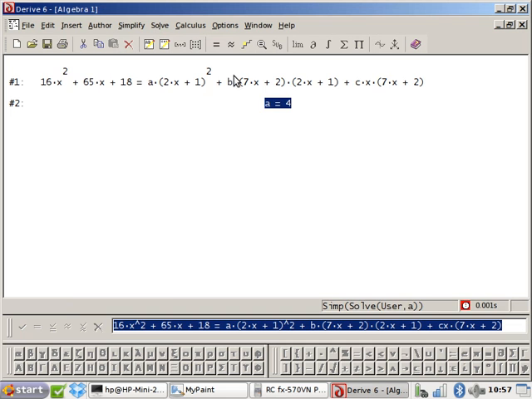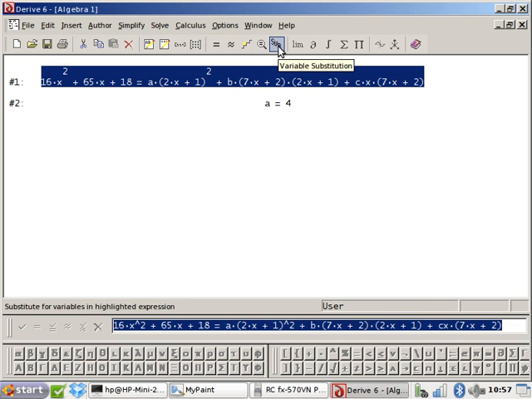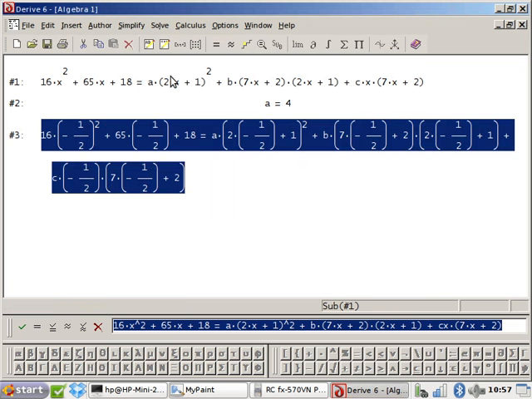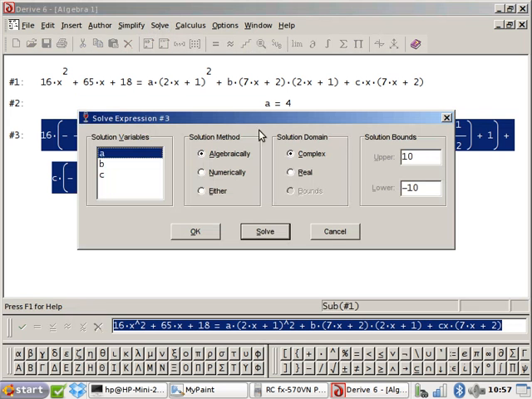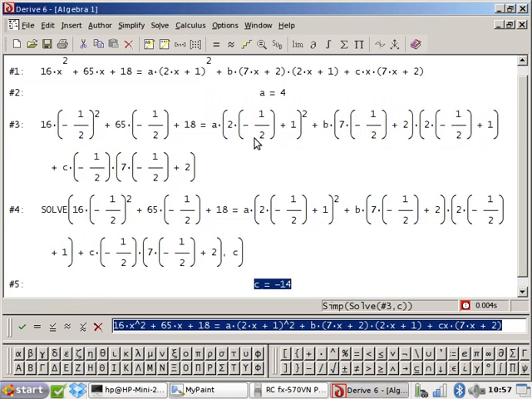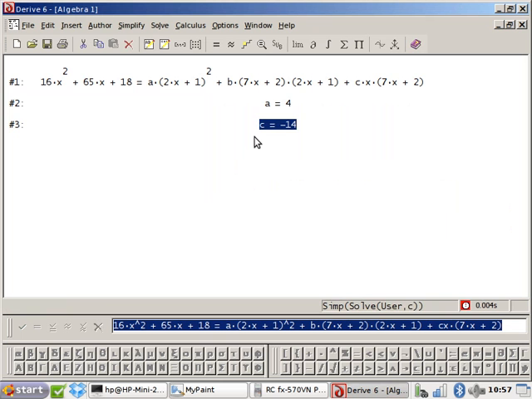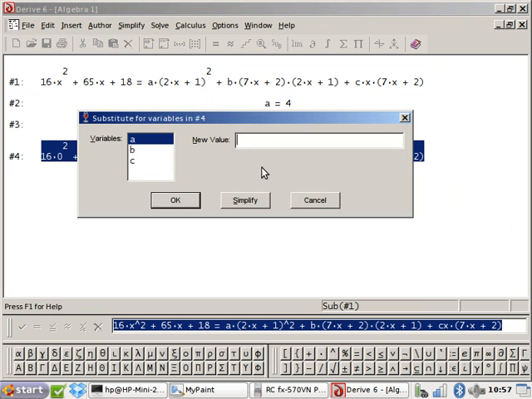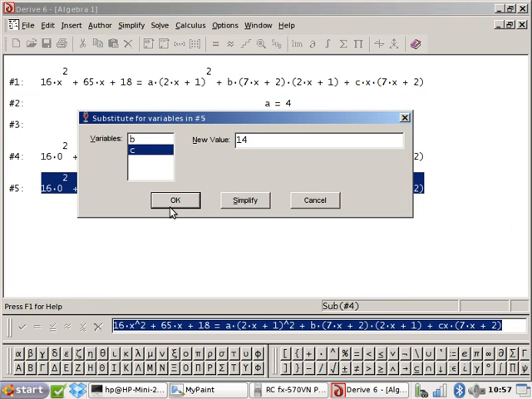Let me just see what the B is. What should I put in next? Minus 1 over 2? Yeah, well that's fine. For the C, yeah? Okay, that's quite different. Minus 14. And then lastly, sub in x is 0, and sub in A is 4, and sub in C is 14.